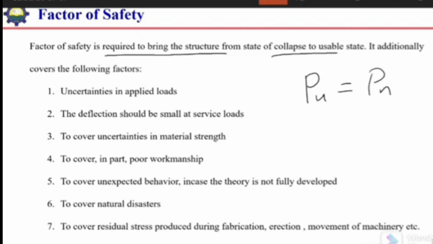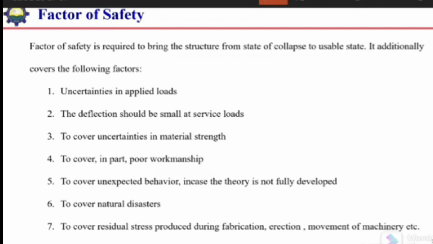So to counter that, we need to apply some factor of safety. Either increase this Pu by multiplying it with the factor of safety, or reduce this Pn by dividing it with the factor of safety. So both approaches exist. This is the LRFD approach and this is the ASD approach.